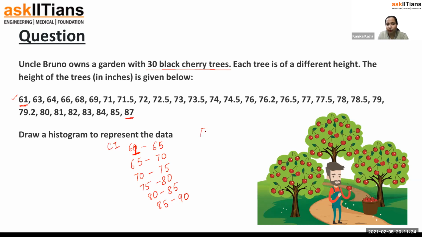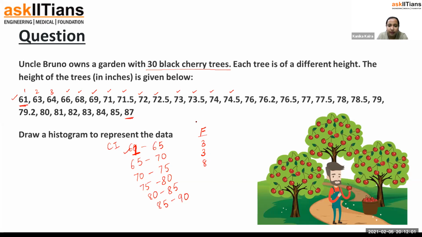Now if we talk about the frequency, frequency would be how many values lie between 61 to 65? 1, 2, 3. 3 values are there. Then 65 to 70, 1, 2, 3. 3 values are there again. Then 70 to 75, it would be 1, 2, 3, 4, 5, 6, 7, 8. 8 values are there.